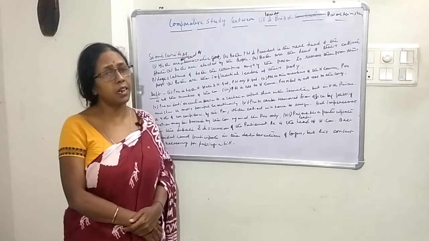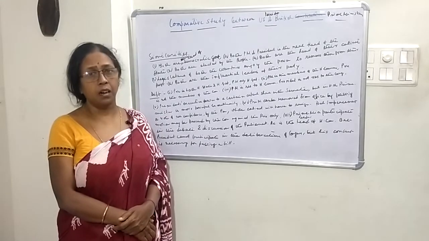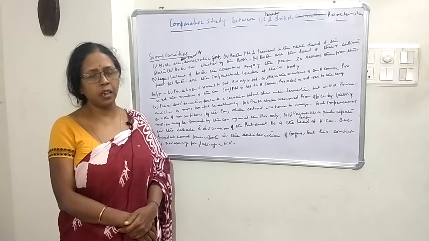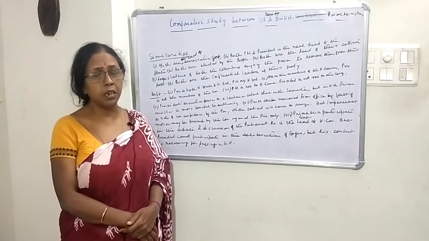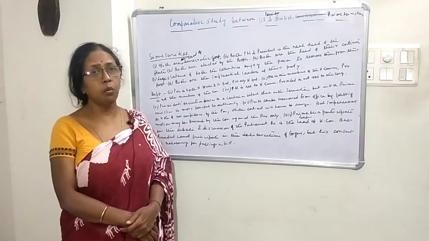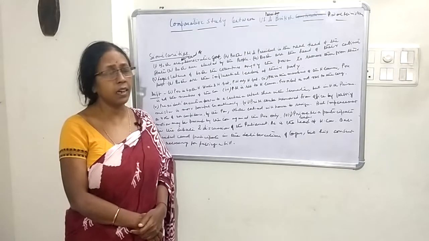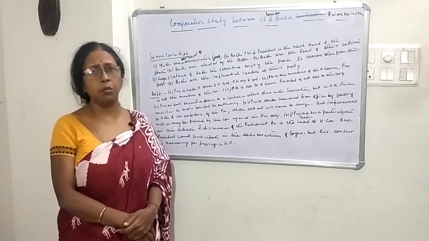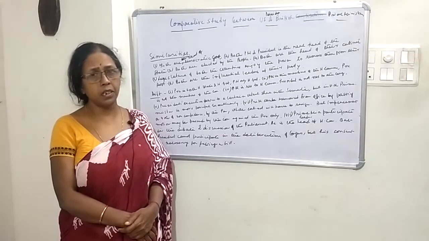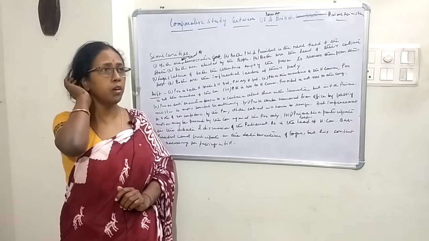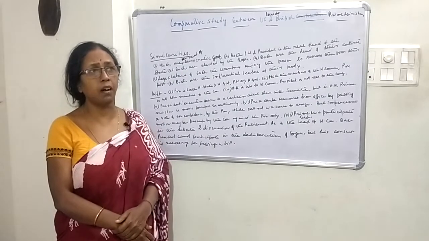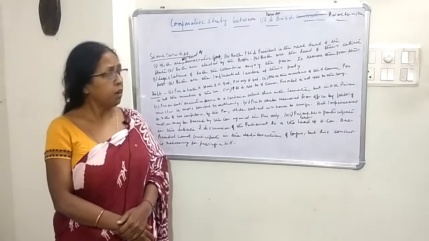The Prime Minister is the real head of the government; though the monarch is there, the monarch is actually the nominal head of the state. And in America, the President is both the head of the state as well as the head of the government. Next, both are elected by the people. The British Prime Minister is elected directly by the people, and the American President is elected indirectly by the people, but the source of power is the people.